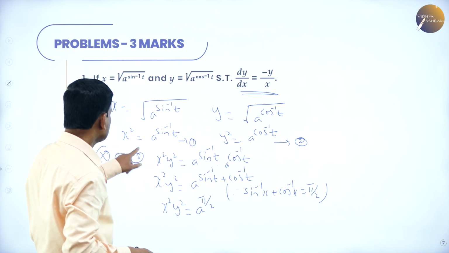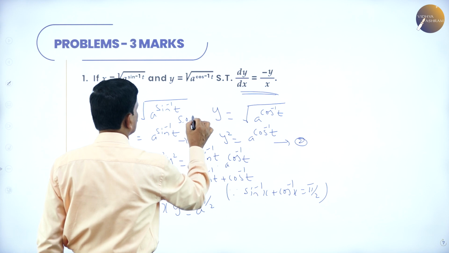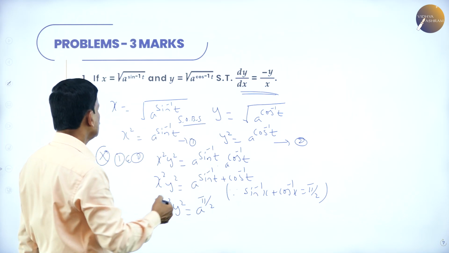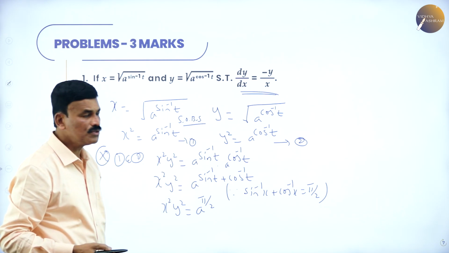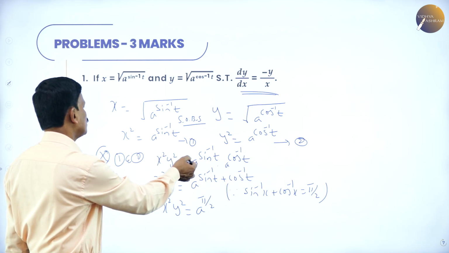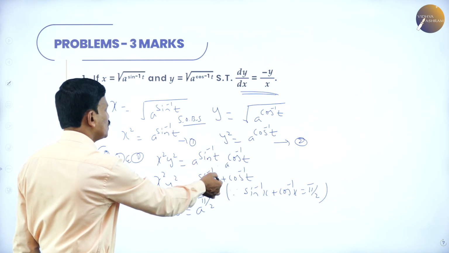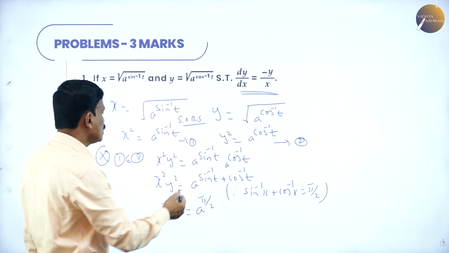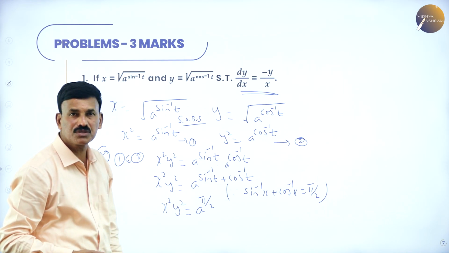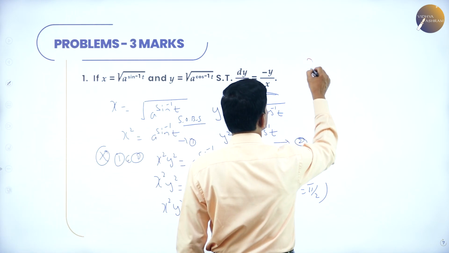Very simple. Squaring on both sides, the square root gets cancelled: x square is equal to a sine inverse t, y square is equal to a cos inverse t. Multiplied, x square into y square is equal to a to the power of sine inverse t into a to the power of cos inverse t. A raised to m into a raised to n is a raised to m plus n, and sine inverse x plus cos inverse x is pi by 2. So x square y square is equal to a to the power of pi by 2. Now differentiate, that's it.